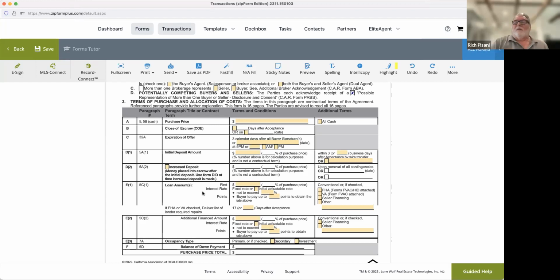So first off, what's the purchase price? Is it all cash? If it's all cash, then you would check that it's all cash. Close of escrow is usually a number of days, 30 days, 45 days, but it could be a date. Now, here's where, if you're representing a buyer, you really need to be in touch with the lender. It may not be a lender that you're normally working with.